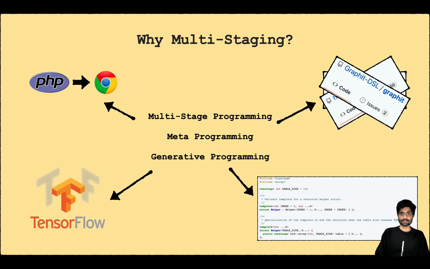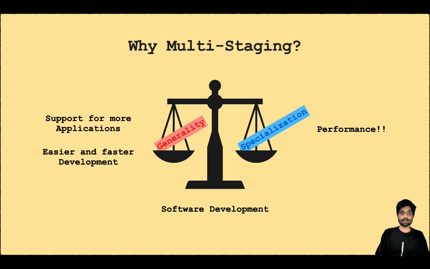Multi-stage programming is commonly seen in dynamic websites powered by PHP, machine learning libraries like TensorFlow, domain-specific languages and compilers, and metaprogramming languages like C++ templates, among others. Multi-stage programming allows the developer to generate specialized implementations that usually have a better performance without sacrificing generality, which allows the developer to support more applications with minimal effort.